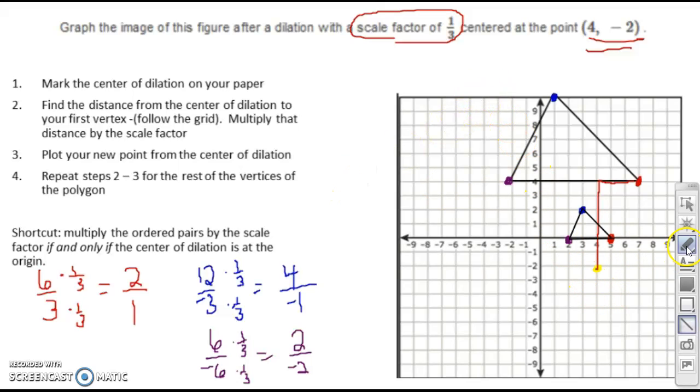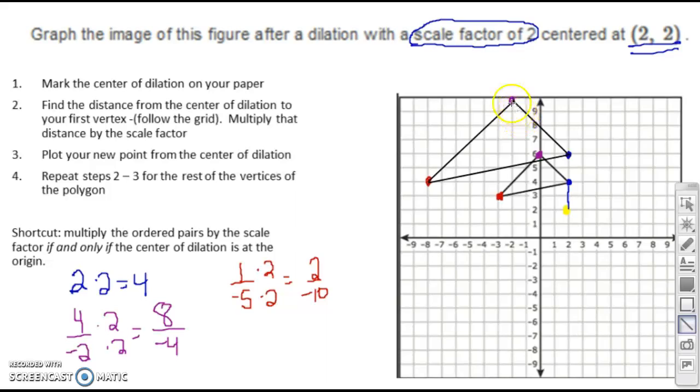Now I do want to mention, since I have just a tiny bit of time left, if you connect the corresponding vertices, they should always go through the center of dilation. So if I connect blue to blue, it goes through the center. If I connect red to red, it goes through the center. And if I connect purple to purple, it goes through the center. That's a way to double check to make sure you've done it correctly.